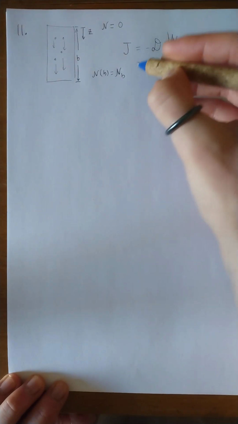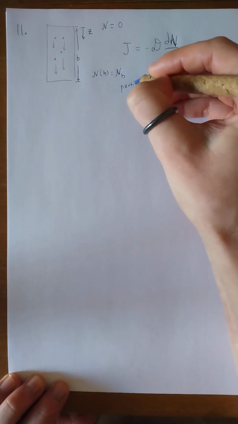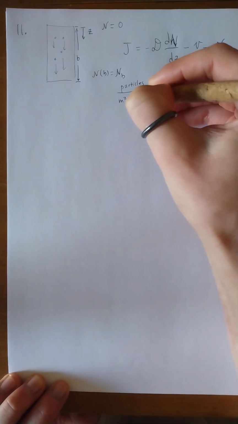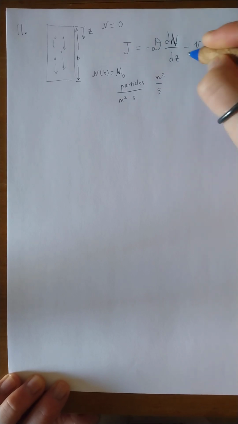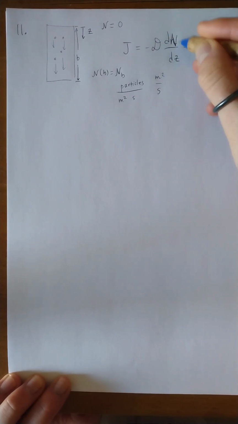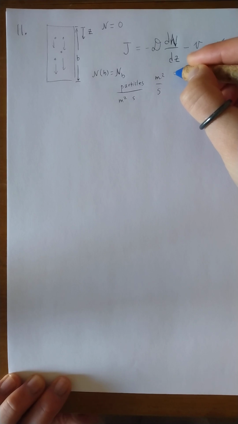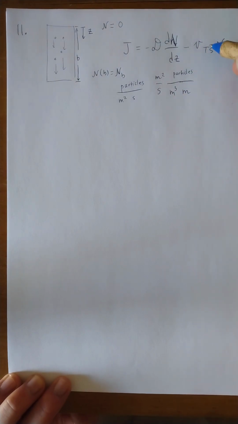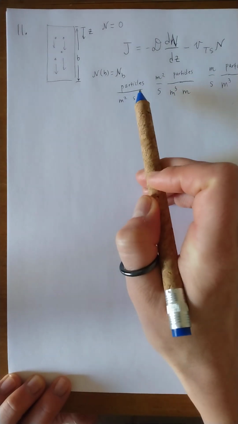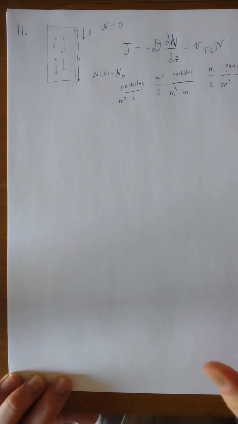We can check, right, that all three of these terms have the same units. This J is a flux, particles per square meter per time. Then this is a diffusion coefficient or diffusivity that has units of meters squared per second. The concentration gradient in our particles is a number concentration, so particles per cubic meter divided by some sort of length scale, z. And then this last term, the settling or sedimentation term, is a velocity times the number concentration of our particles. Right, so each of these terms has units of particles per square meter per second.